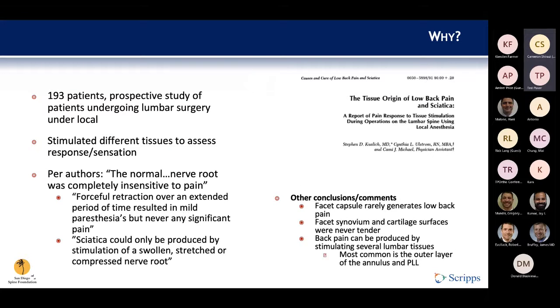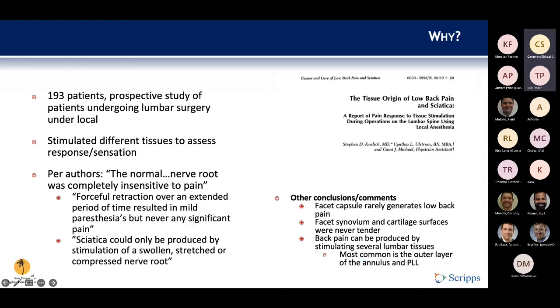And then now focusing more on the low back pain and radicular symptoms, sciatica symptoms that come along with this. This is a prospective study, 193 patients undergoing lumbar surgery under local anesthetic. They stimulated different tissues to assess response and sensation. The normal, per the authors in this study, they quoted the normal nerve root was completely insensitive, but forceful retraction over an extended period of time resulted in mild paresthesias, but never any significant pain. And then sciatica could only be produced by stimulation of a swollen, stretched, or compressed nerve root.